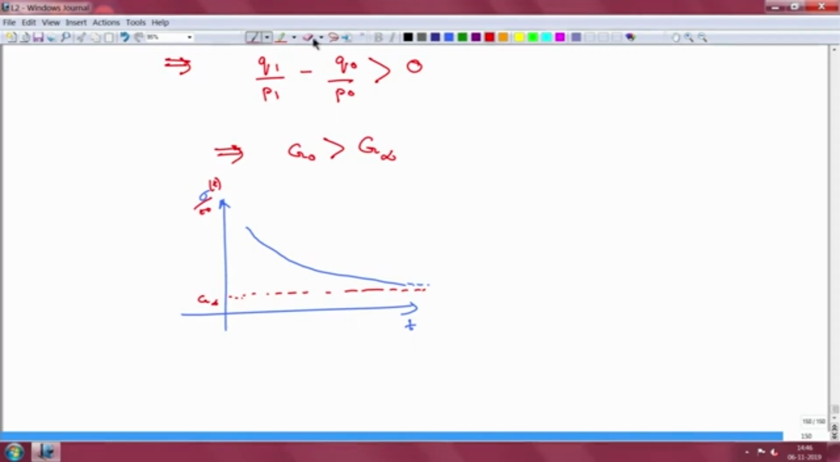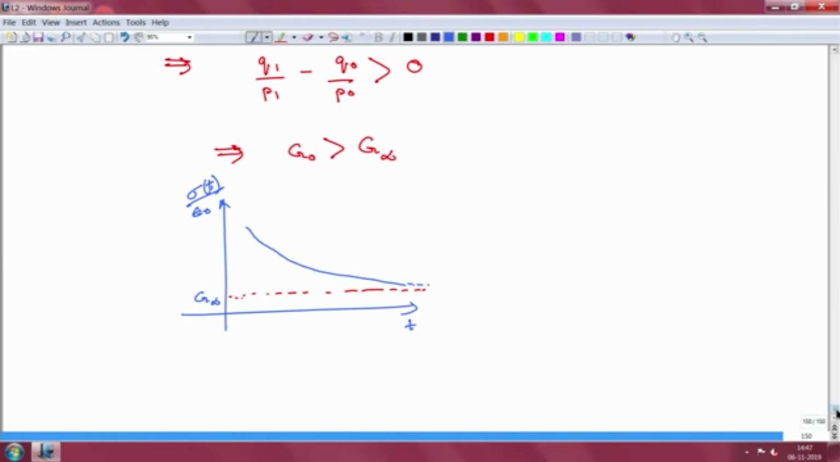Okay. Maybe it is not legible. Let me rewrite this. Sorry. Okay. So, this was your plot. This is your g infinity. So, g infinity is a non-zero value. So, your stress relaxation function does not decay down to 0, which is a viscoelastic solid type of response, right.